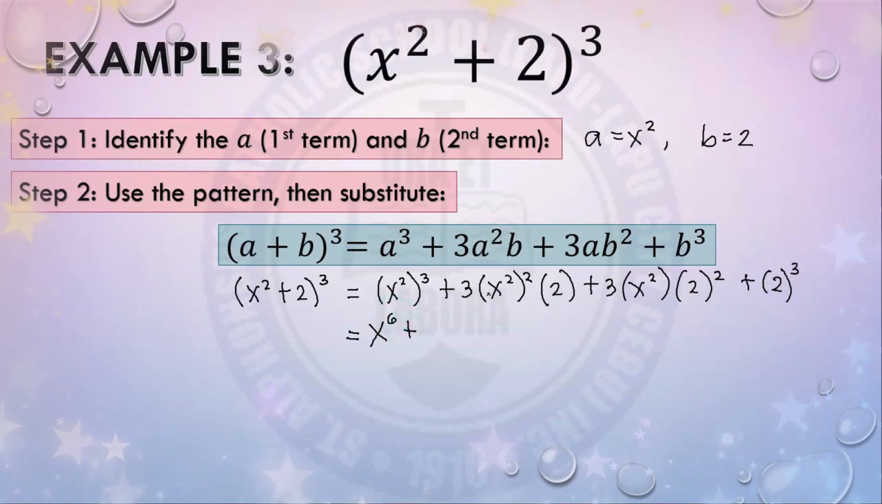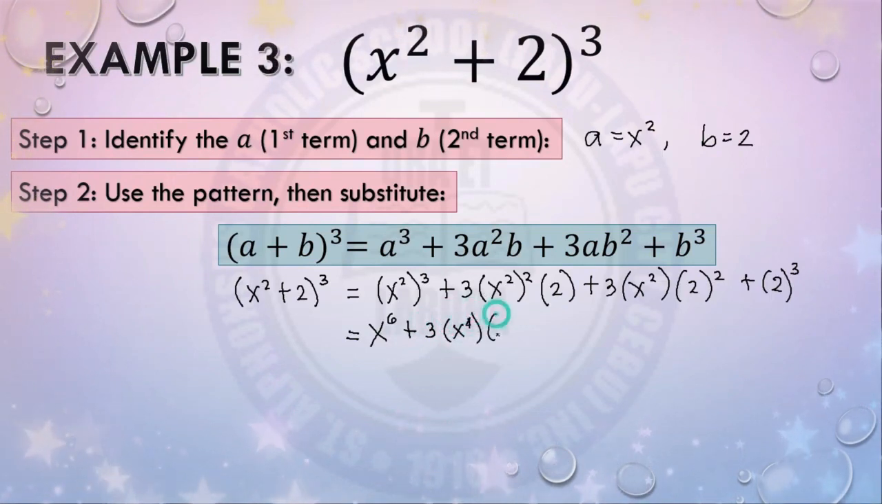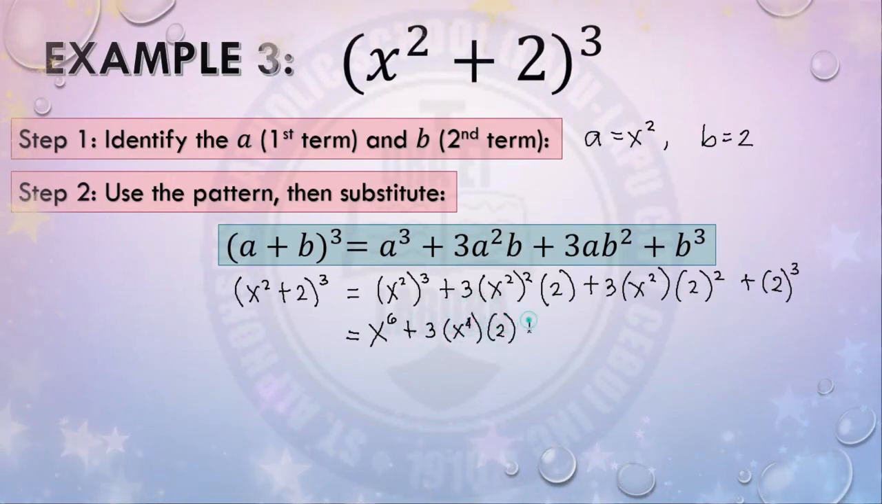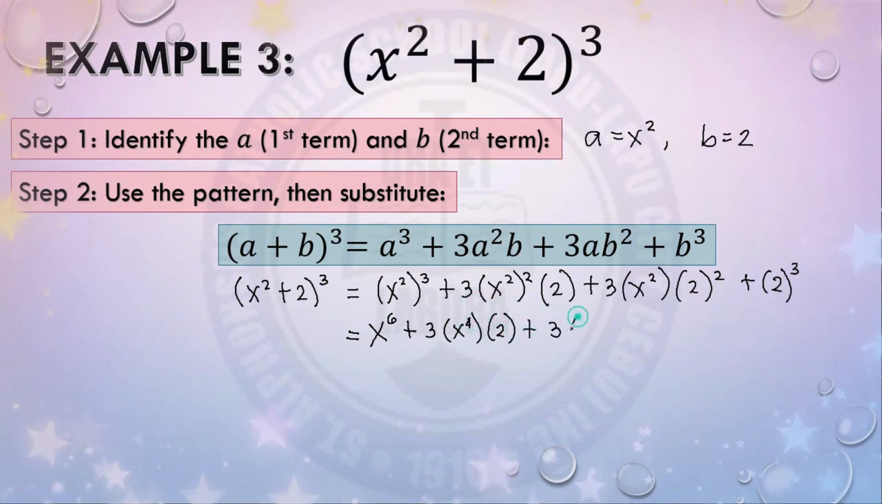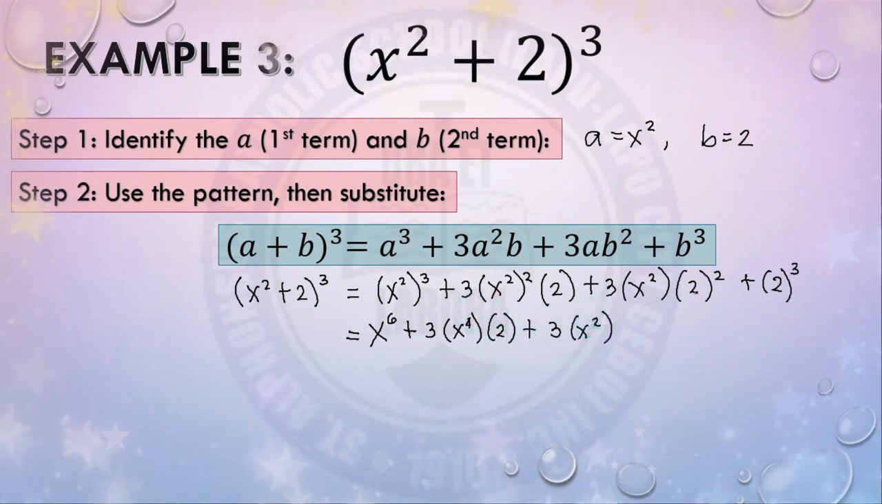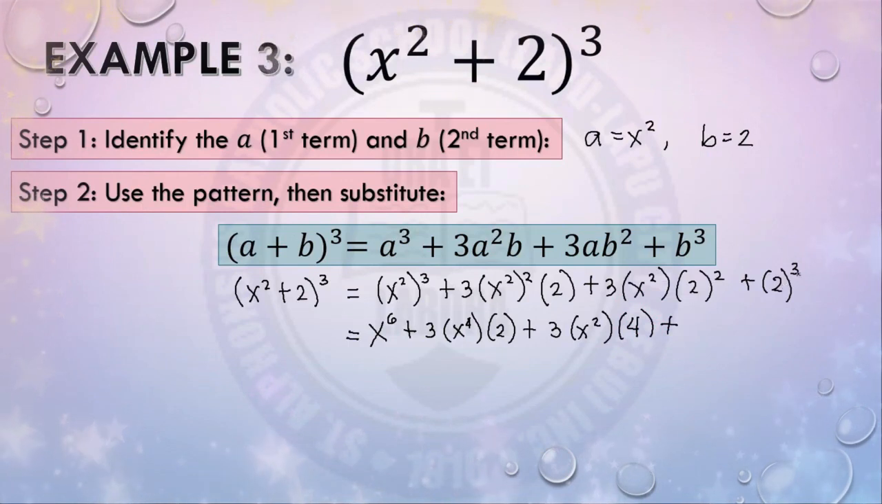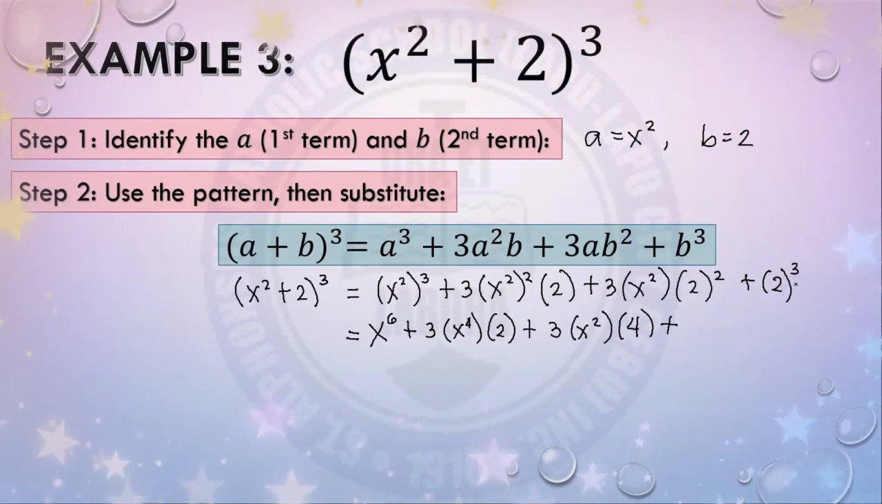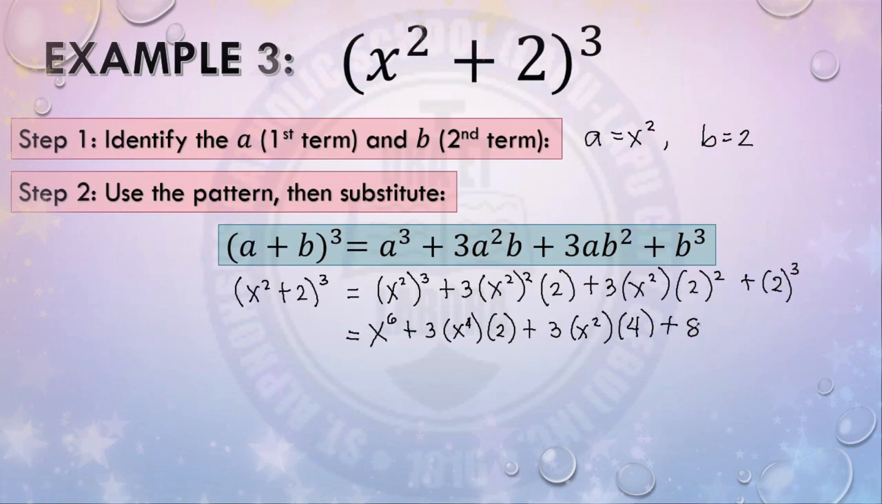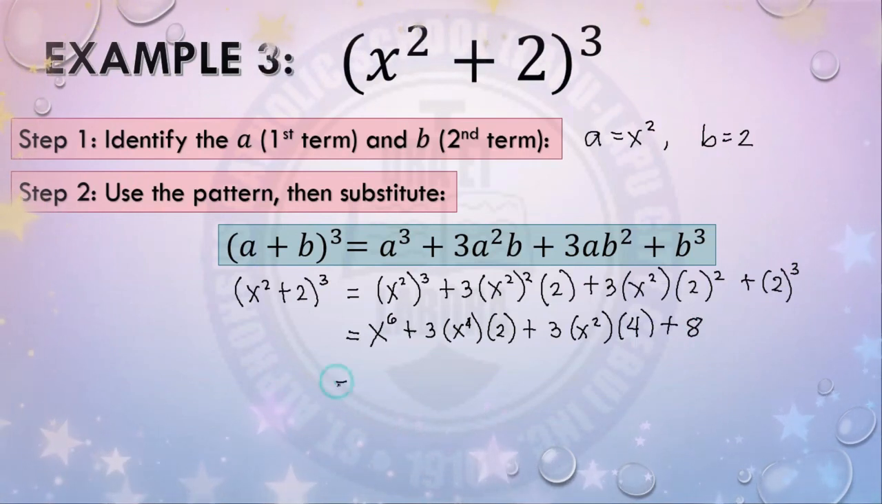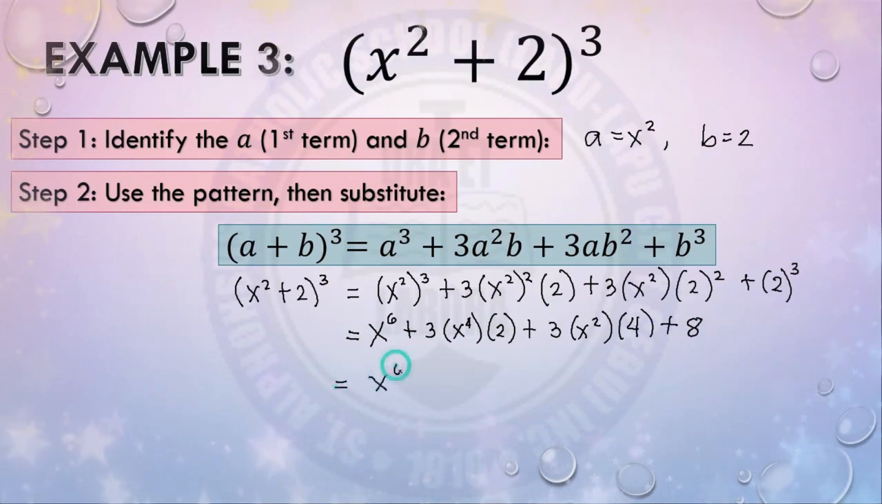Plus 3 times x to the 4th times 2, plus 3 x squared. What is 2 squared? 2 times 2? 4, yes. Plus 2 times 2 times 2 because it's cubed, meaning 2 times 2 times 2, the answer is 8. Good.